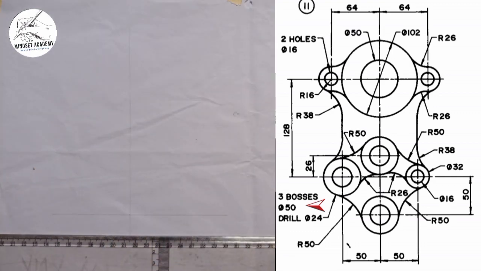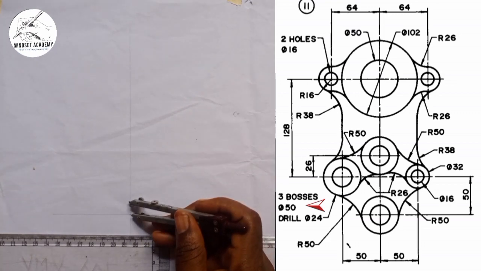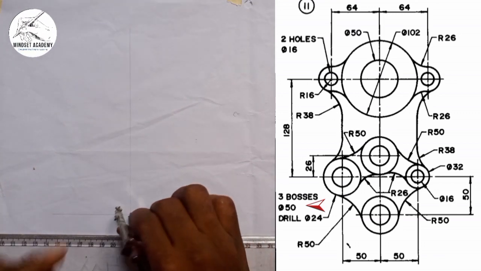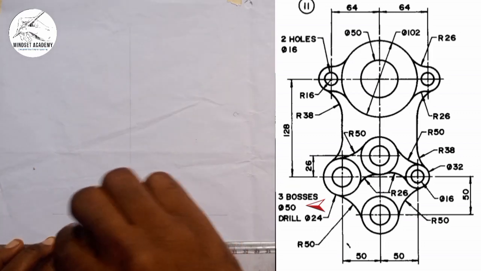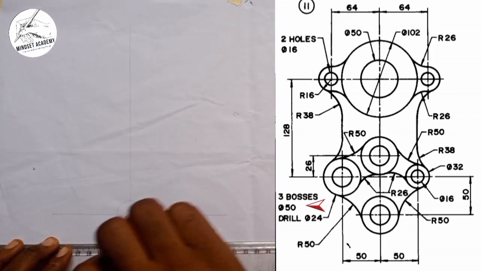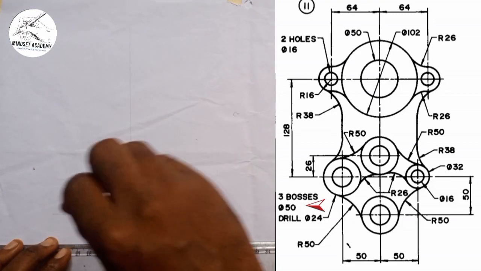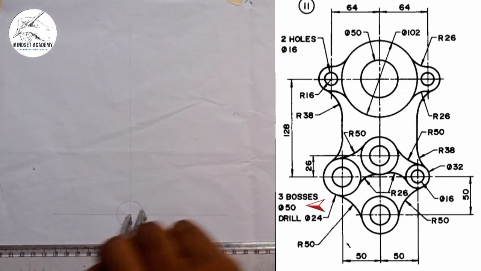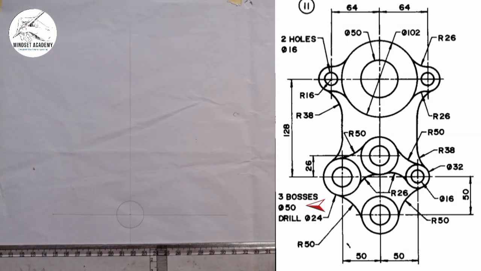Now I'm going to place it at the center point of these two lines where they intersect, and I'm going to draw the circle, which I am going to thicken. You can see that I'm going to thicken the circle. This is what we have. That is one of the bosses.